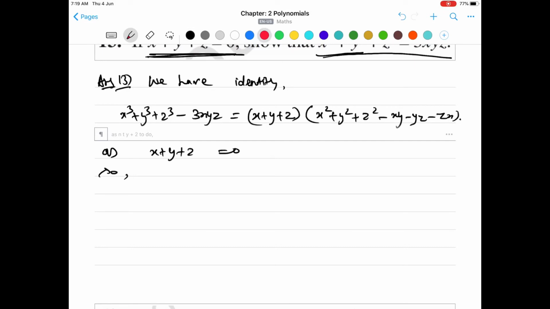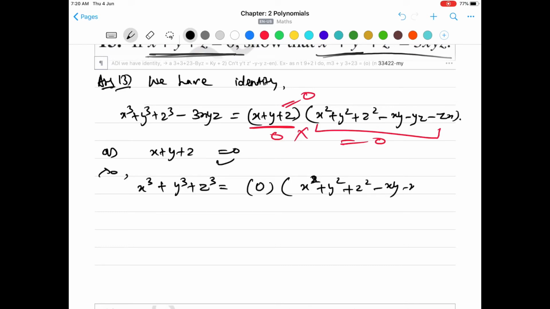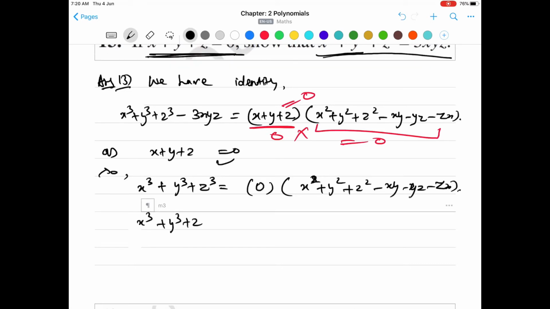that means this term is given equal to 0. That means this whole term is equal to 0, and 0 into this whole bracket term will again result in 0. So we have x cube plus y cube plus z cube equals, in the place of x plus y plus z we write 0 as it is given here, then x square plus y square plus z square minus xy minus yz minus zx, and this 0 into this whole bracket term will again result in 0.